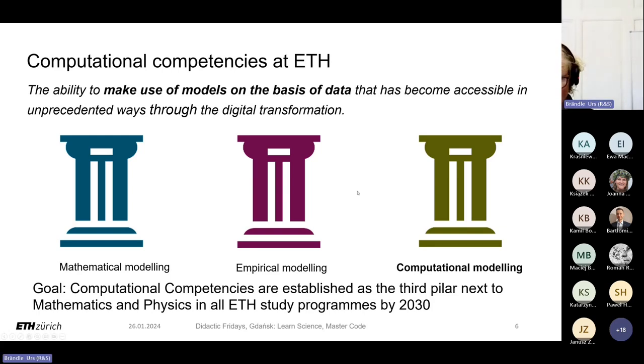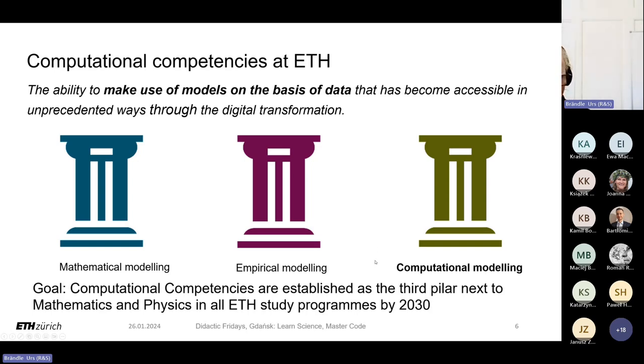So that led to me being hired by the rector for this coordination job as a part-time job first. And the goal of our initiative is that in all study programs, there are not only lecturers that are dealing with machine learning and data science and all that, but that's actually a pillar that has the same weight as basic math and basic physics have in the study programs.